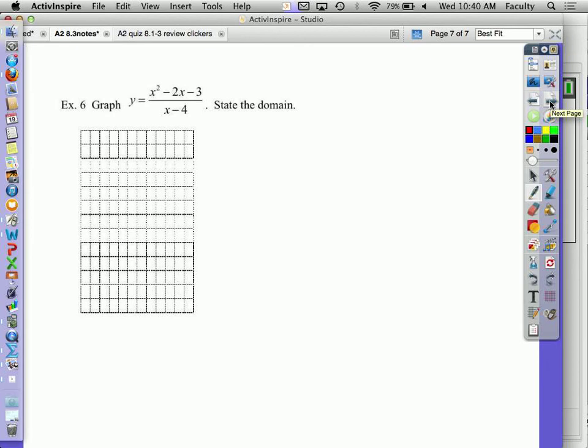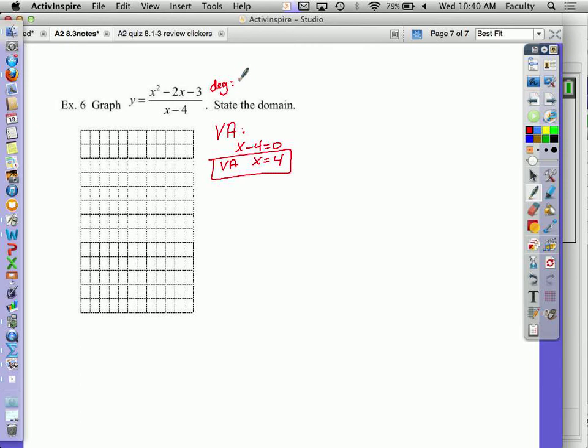Alright, it says graph y equals x squared minus 2x minus 3 over x minus 4. So we always start with the vertical asymptote. You set x minus 4 equal to 0. So the vertical asymptote is x equals 4. When we get 1, it's like happy dance. We only have 1, yay! Alright, who would have thought?